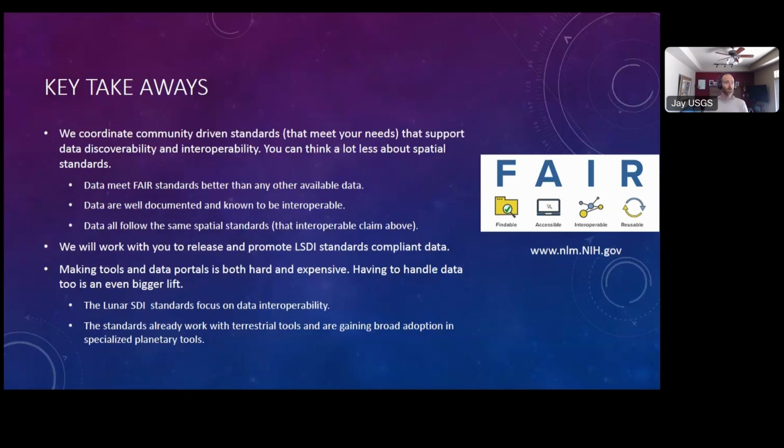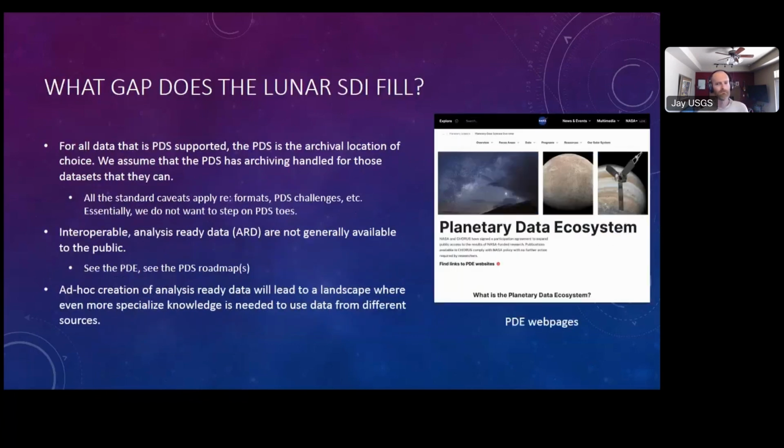One of the things that we want to do, and I'll talk about it a little later, is we want to work with you to help you release and promote Lunar SDI standards compliant data. So while we're the spatial experts, we're not necessarily the data experts for all these heterogeneous data sets. And so we're at a point now where we're looking to work with data producers, the makers of the data, to help them release data that we can then help promote to the community, saying these data will interoperate. Next slide, please.